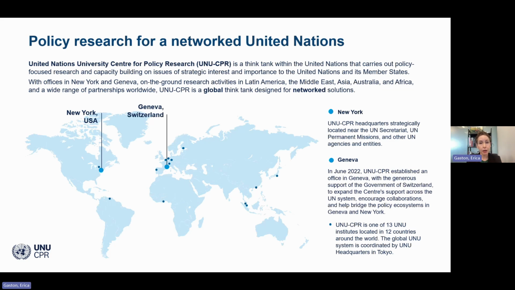UNU Center for Policy Research here in New York is set up a little bit differently. It was designed to be much more action-oriented and linked in with the policies of the UN entities here in New York, almost like a UN-facing think tank. So we work with different parts of the Secretariat, other UN agencies, member states, and institutions like the General Assembly, supporting their research or other policy convenings or dialogues on a range of matters.